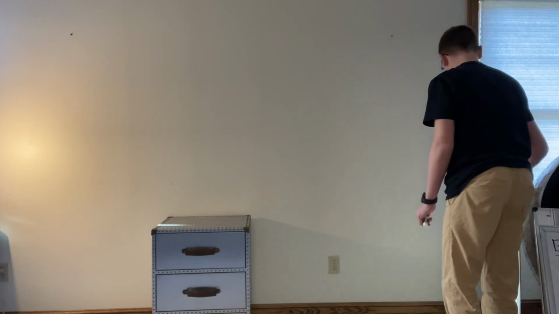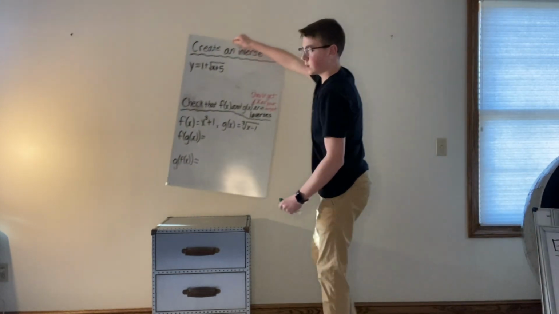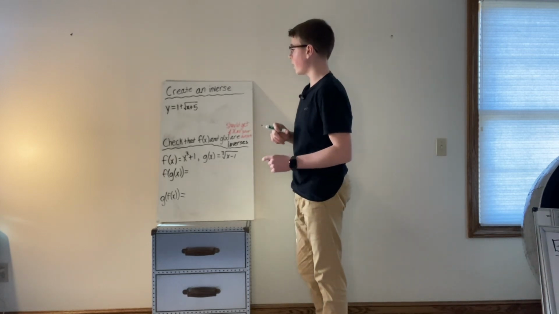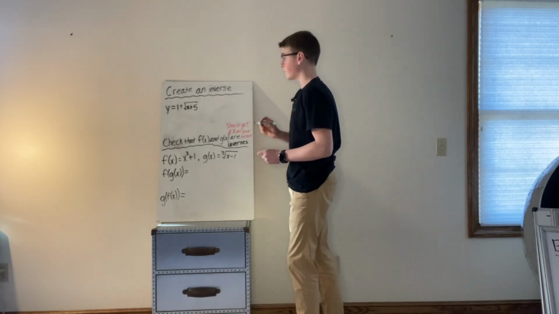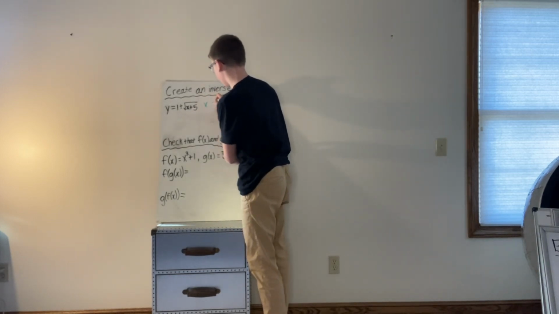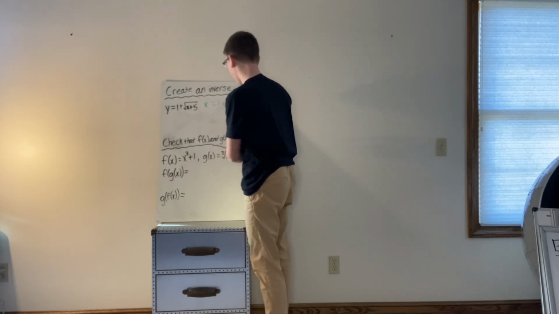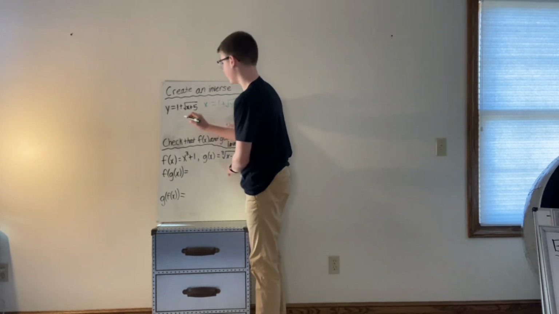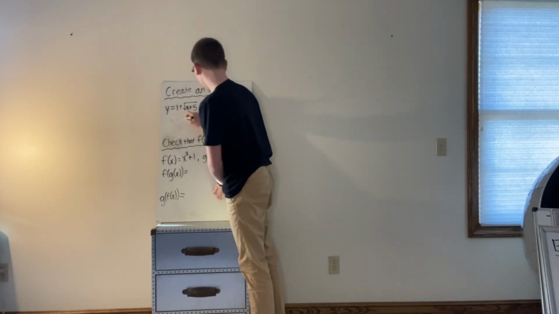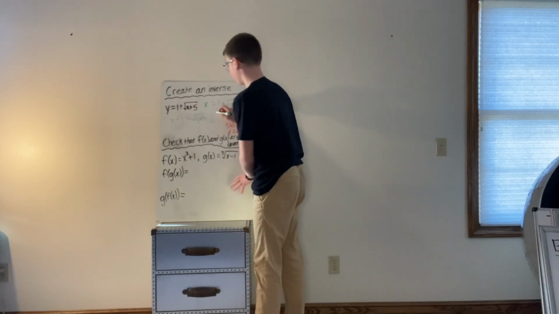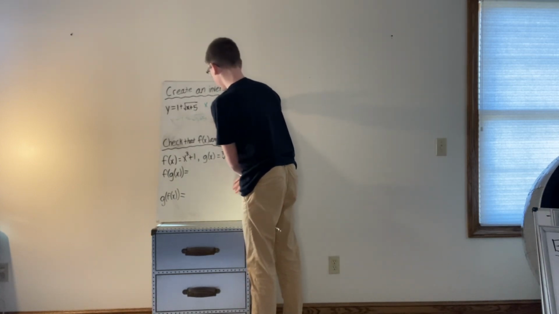The last thing we are doing is we are going to create an inverse. So create an inverse for y equals 1 plus root x plus 5. So first we are going to switch the x and y. So now we have x equals 1 plus root y plus 5. Then we're going to move the 1 over: x minus 1 equals root y plus 5. Then we are going to square it. So square both sides.